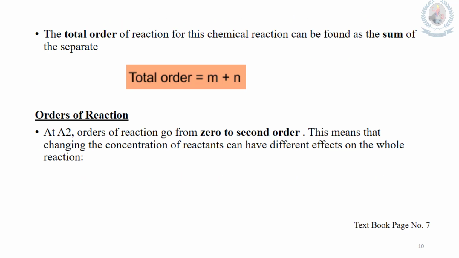The total order of the reaction for this chemical reaction can be found as the sum of the separate order M and order N. So we can say the total order equal simple M plus simple N. In your A2 level, we will discuss order of the reaction from zeroth order to second order.